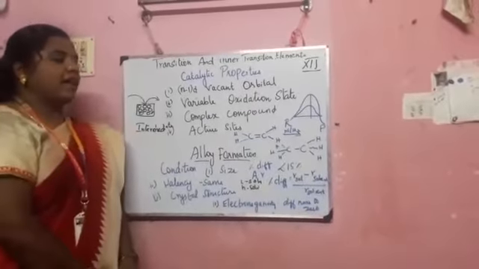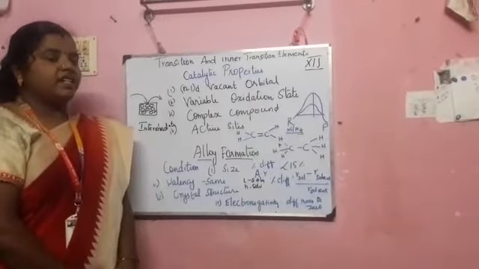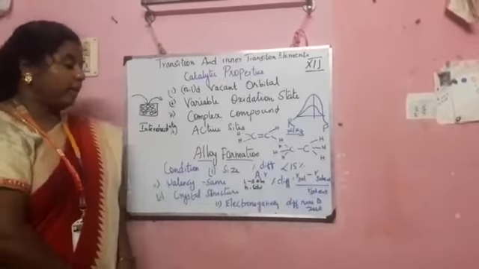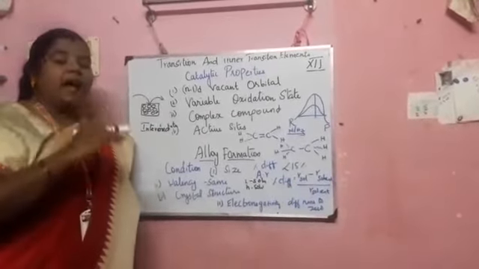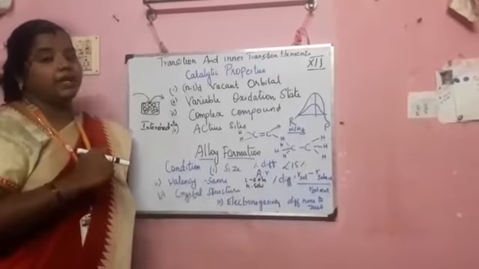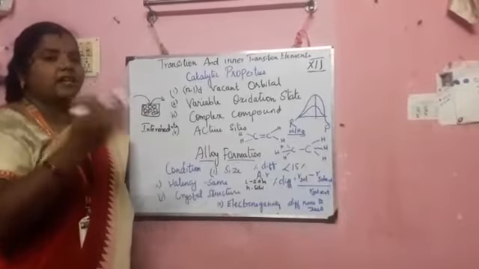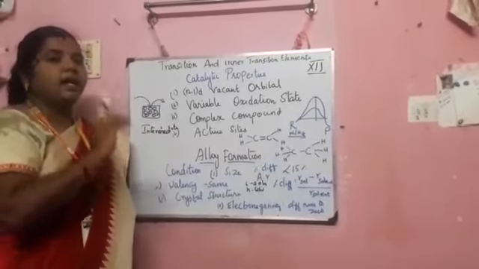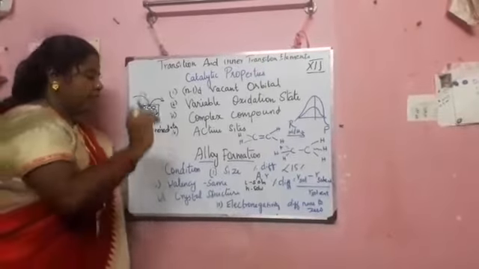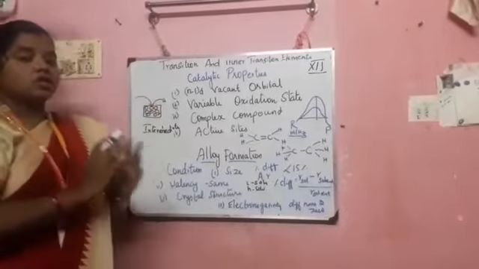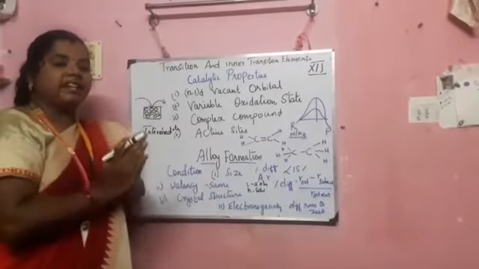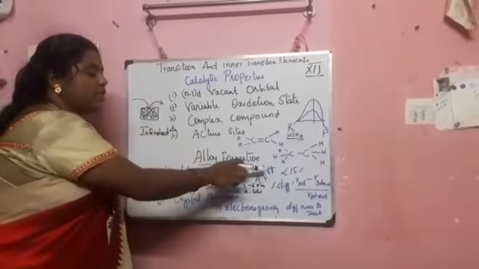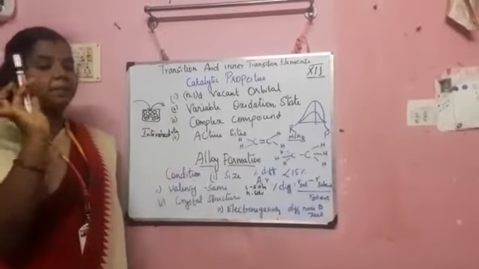So here it is transition metals. Obviously, the metals will react with one another and form alloys. But here we have some conditions. All the metals cannot be joined like that to form an alloy. It has certain conditions, set by Hume-Rothery. The first condition is size. The size of the metals should be nearly the same, and the percentage difference should be less than 15%.